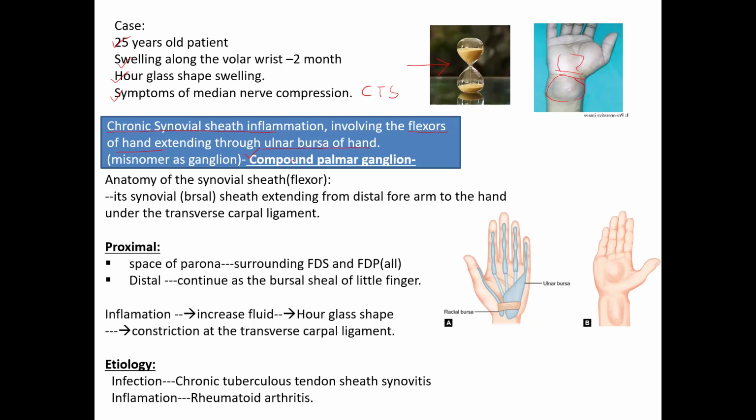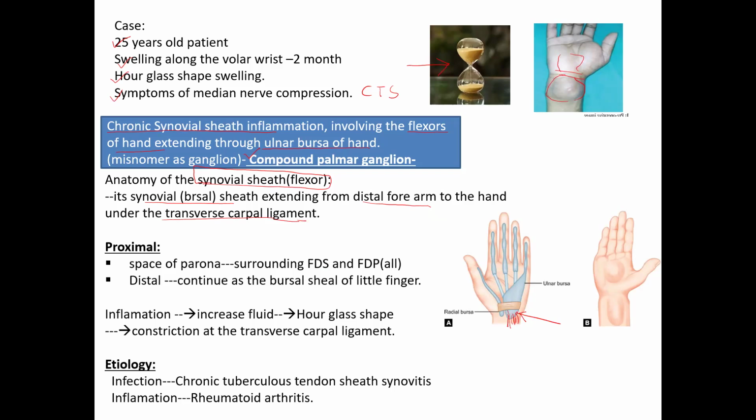So before going to the compound palmar ganglion pathology and presentation, we need to know a little about the anatomy. So what are the important things you need to remember in anatomy? We need to know the extent of the flexor synovial sheath. So the flexor synovial sheath is a bursal sheath extending distally from the distal forearm to the hand. It goes under the transverse carpal ligament and continues as the ulnar bursa. So if you see here, this is your ulnar bursa or flexor sheath. Here it is covering all flexor digitorum superficialis and profundus, 8 tendons.